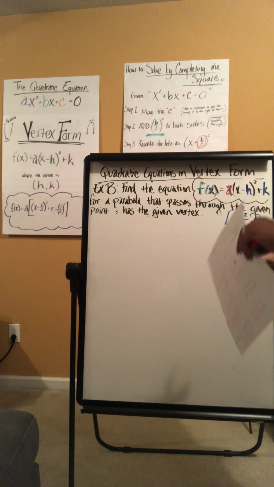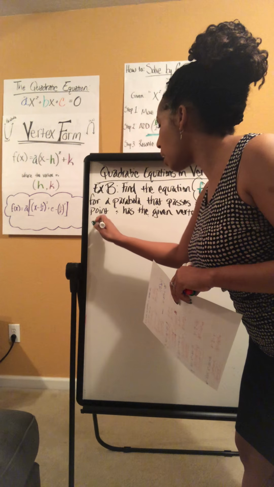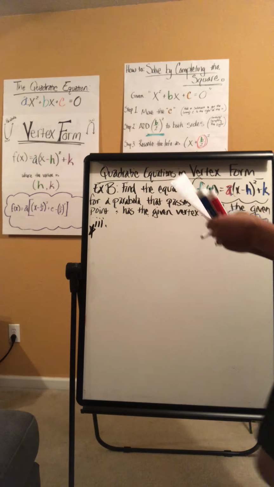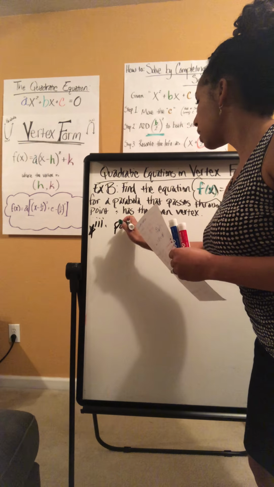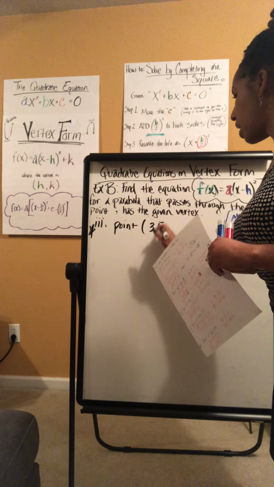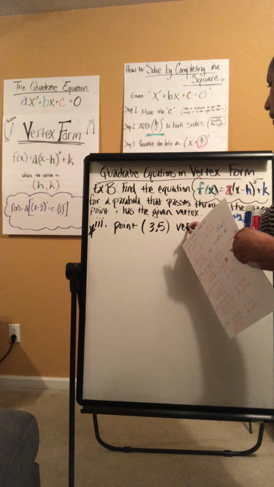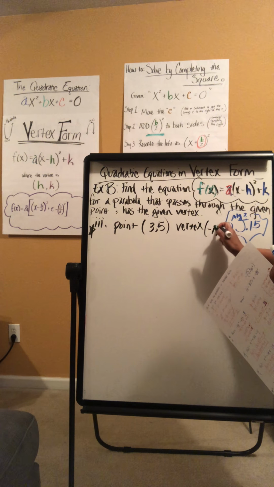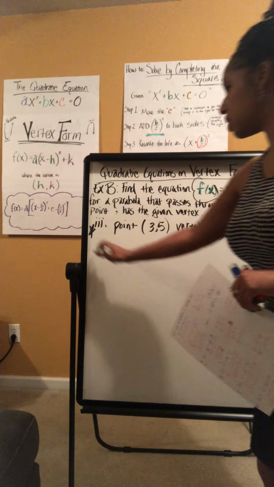Again, number 3 will be for you guys to try out. You can answer in Google Classroom. On number 3, your point would be 3, 5, and your vertex would be negative 1, 7. Negative 1, 7. That is the star.